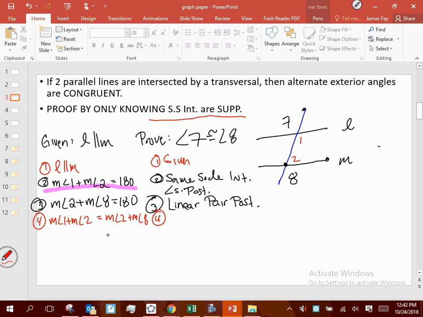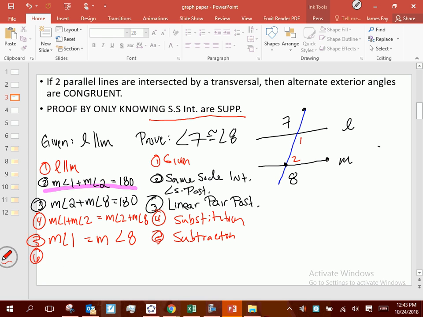You guys agree with that? 1 plus 2 is equal to 2 plus 8. Now, I should be saying measure in front of those, but short things. Measure of angle 1 plus measure of angle 2 equals measure of angle 2 plus measure of angle 8. What reasons would you give on that one? Absolutely. And what is on both sides? 2. Let's get rid of it, right? Measure of angle 1 equals measure of angle 8. Subtraction.